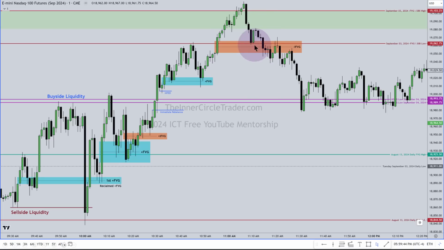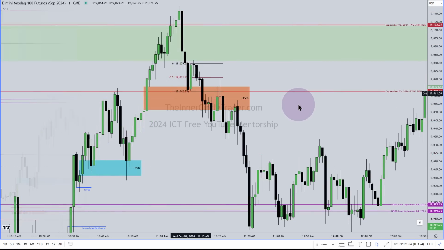Bodies are doing what? Look at the bodies. They're respecting the consequent encroachment of that inefficiency after trading below it. So it's going to act as what? Inversion fair value gap, and drops back up, down once more into the lower half, but fails to get to the consequent encroachment level and sells off aggressively.